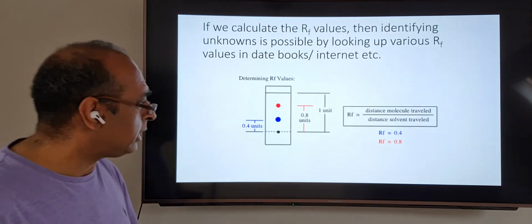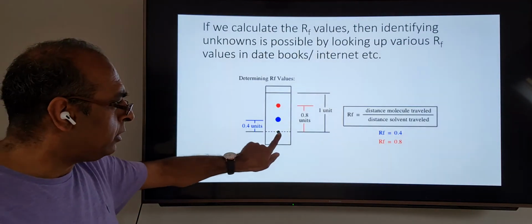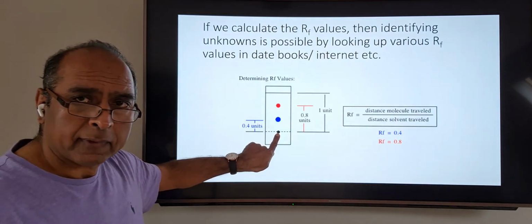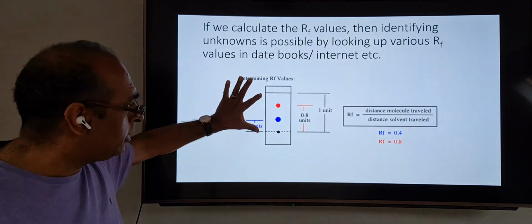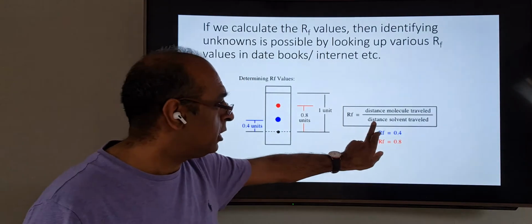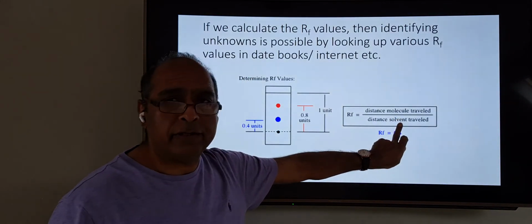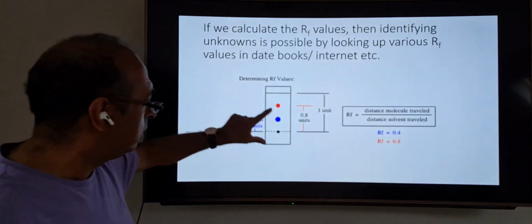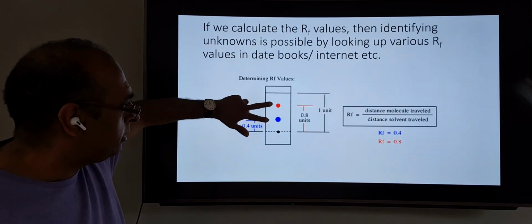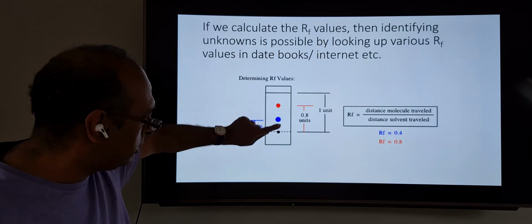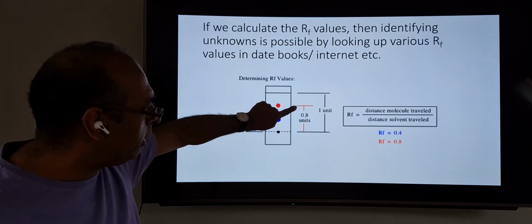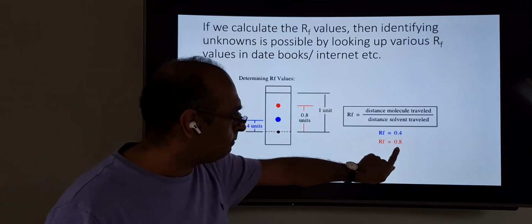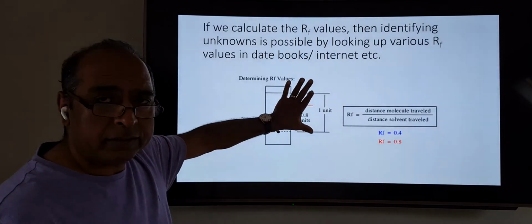Okay, so this is how we work out RF values. Say the blob was there and the water travelled all the way to there. You'd measure that distance. That's the distance that the solvent has travelled. Measure that distance and then measure the centre of your blobs. How much has that red blob moved? Well, it may have moved 0.8 of that distance.